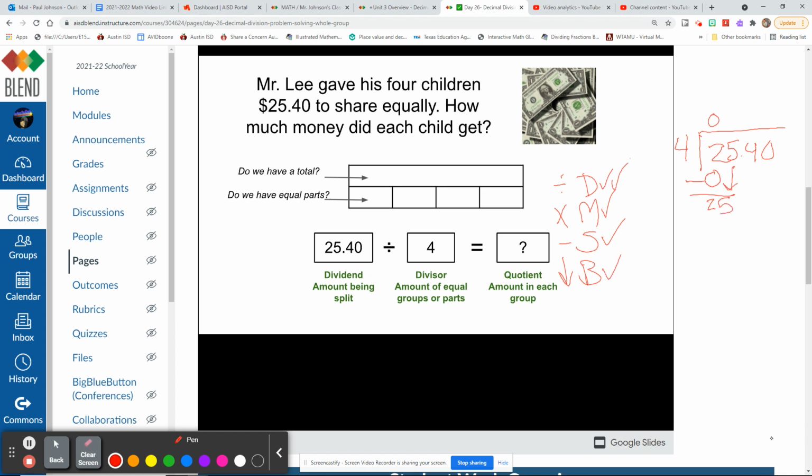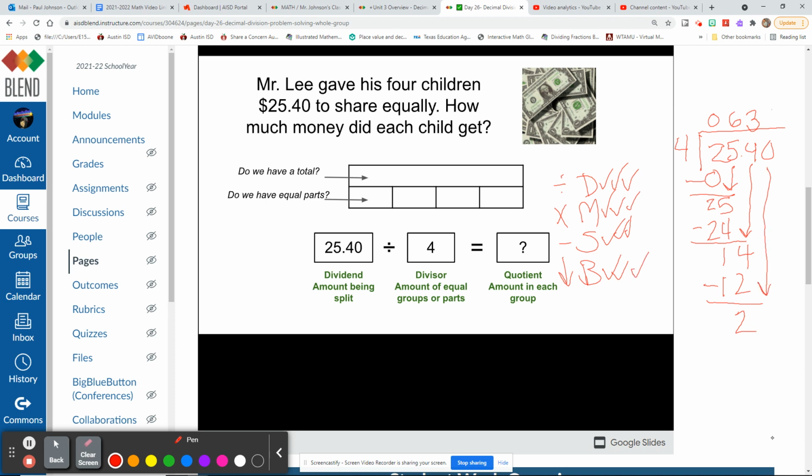All right, so 4 goes into 25 6 times, because 4 times 6 is 24, and 25 minus 24 is 1. And I'm going to bring down the 4. So 4 goes into 14 3 times, because 4 times 3 is 12. And then 14 minus 12 is 2. And then we're going to bring down the 0.